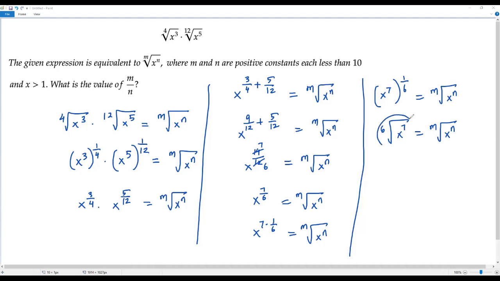Okay, here the stuff we have on the left side is exactly in this form. Now let's compare. At the place of m, what do we have? We have 6, that is m equals 6. At the place of n, we have 7, that is n equals 7. Here I got the values for m and n. And also the question says m and n are positive constants, each less than 10. I got positive constants as values for m and n, and each value is less than 10. Now let's find the value of m over n, that is m over n equals 6 over 7.